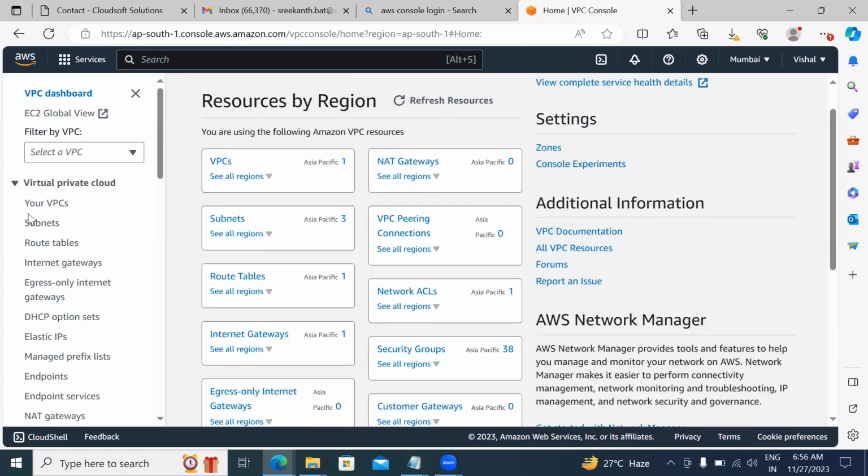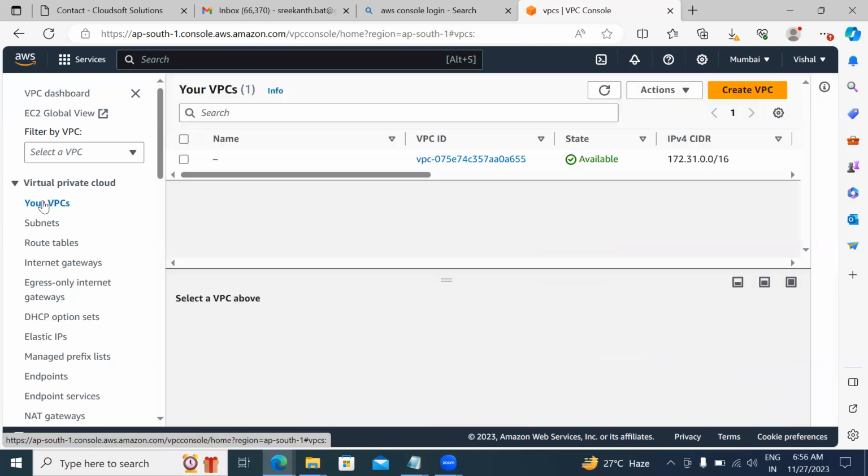Now I'm going to create one more VPC. Try to understand what resources would be created and what default CIDR range we are getting. 172.31 series we are getting. 172.31 we are getting.